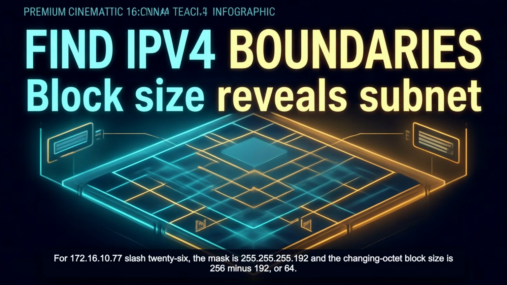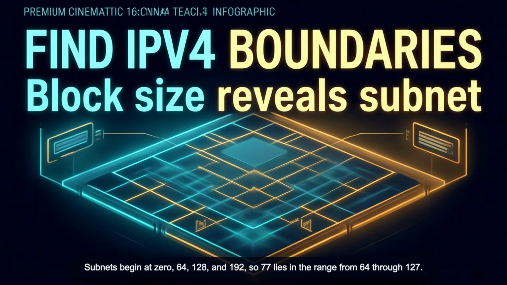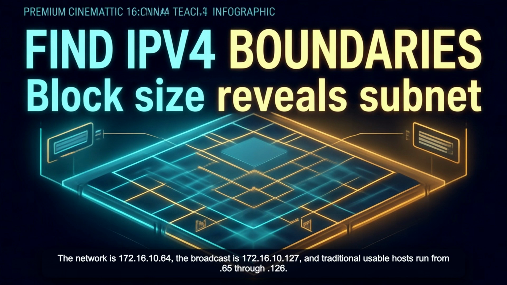For 172.16.10.77/26, the mask is 255.255.255.192, and the changing octet block size is 256 minus 192, or 64. Subnets begin at 0, 64, 128, and 192, so 77 lies in the range from 64 through 127, and traditional usable hosts run from 65 through 126.